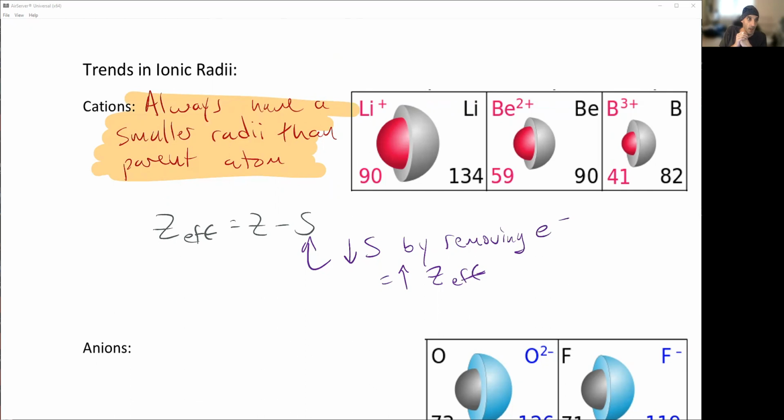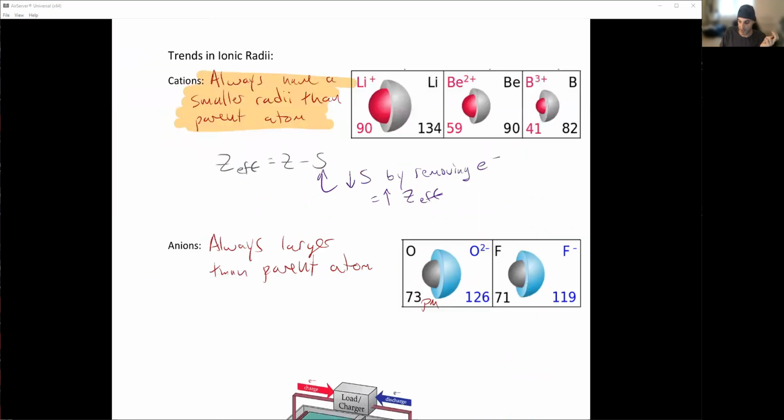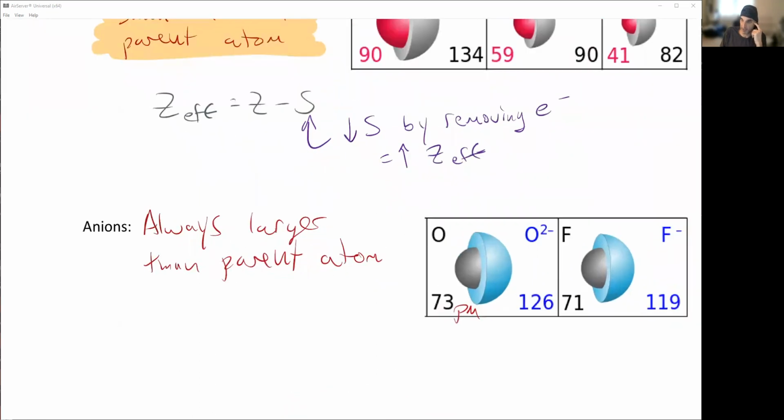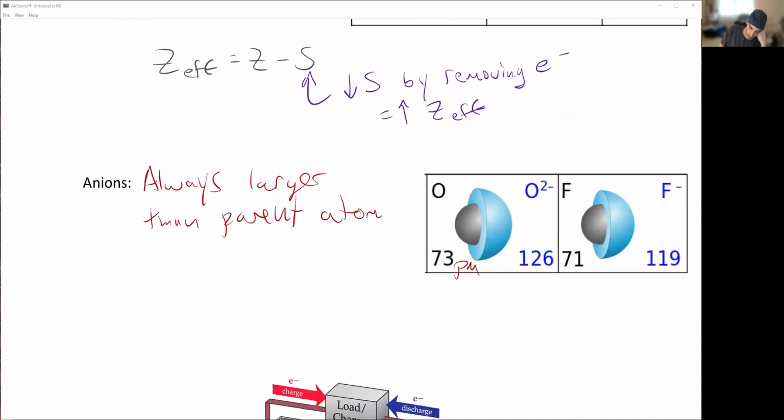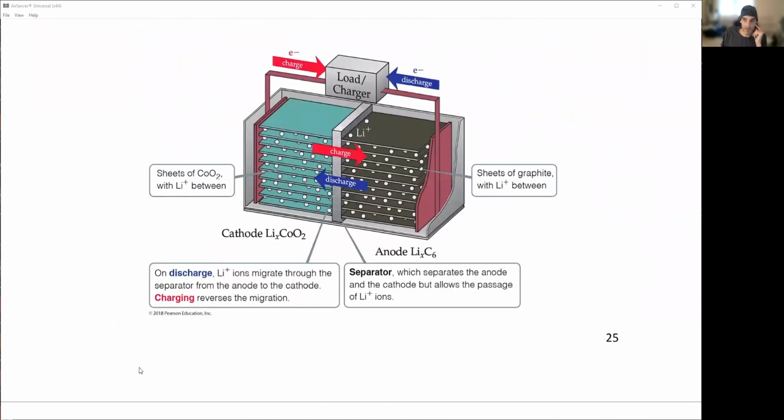Okay, good. And as you could predict, anions are always going to be larger than the parent. All of these values, by the way, are in picometers. And again, the opposite is true for this. If you're adding electrons, you are increasing the shielding. By increasing the shielding, you're going to see the opposite effect, where Z effective is going to be smaller. Good, makes sense? Fantastic.